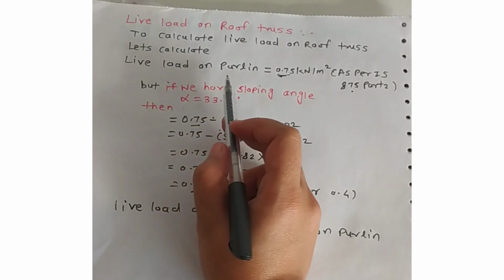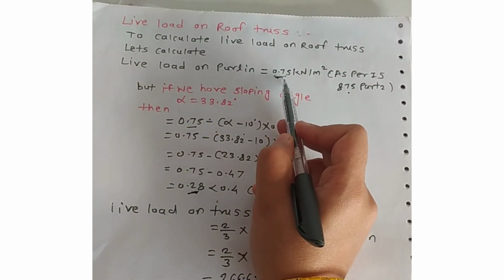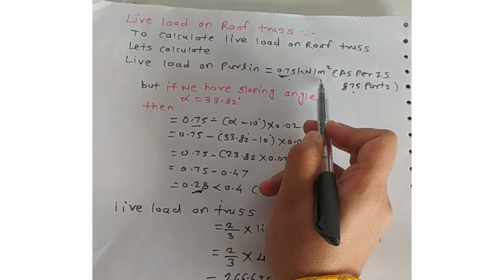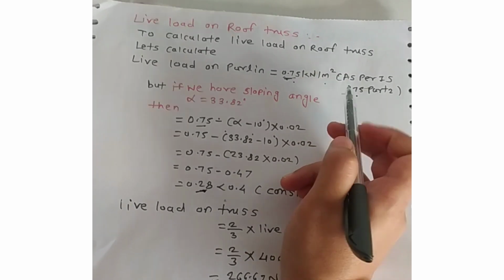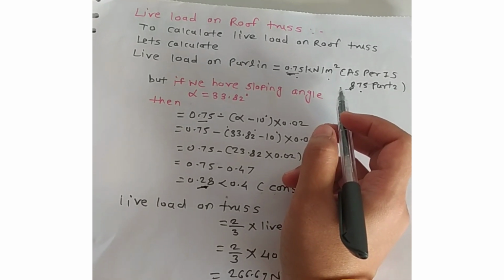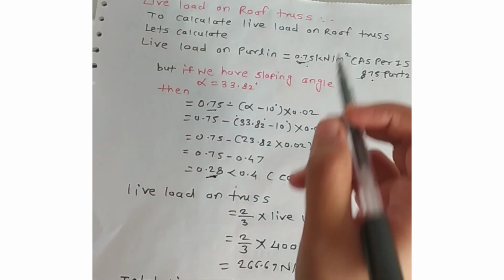So live load on purlin is equal to 0.75 kilonewton per meter square as per IS 875 part 2. Clauses are given in that, you just have to refer it. Okay, we will assume these values.